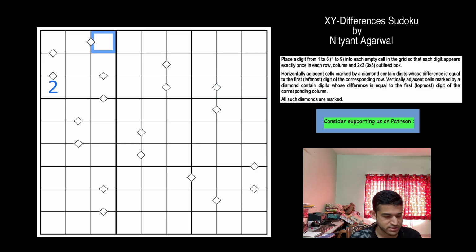So if you have, let's say, 3 here, right? So which means these diamonds will have a difference of 3. So for example, this could be a 1, 4 and a 7. And this could be a 2, 5 and 8, right? And all such diamonds are marked, as I already said. So these are the rules, and this was the highest valued Sudoku in the contest.